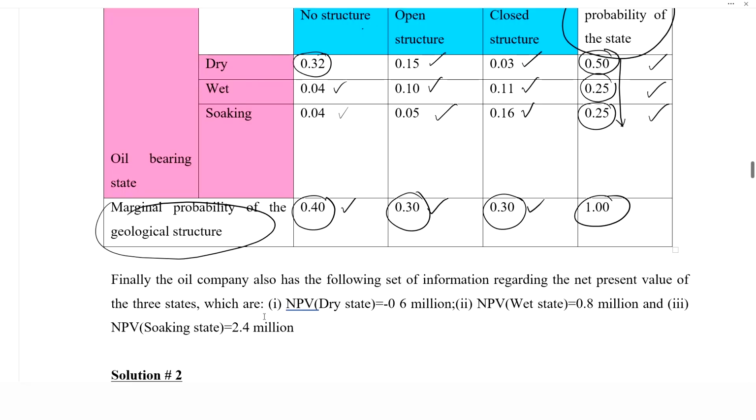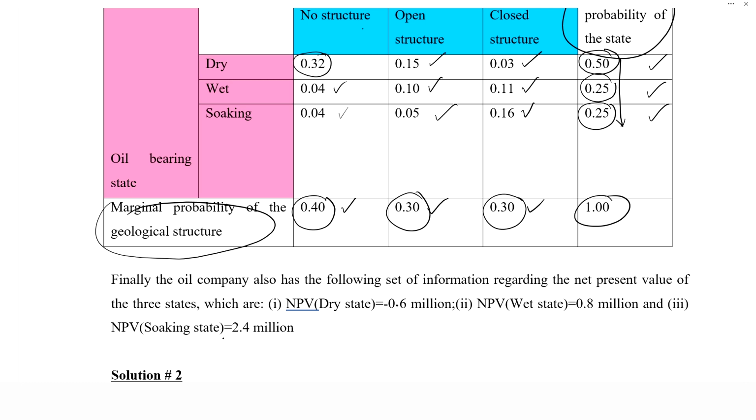Finally, the oil company has the following set of information apart from the conditional probability table, which is regarding the net present value of the 3 states. Net present value for the dry state is given as minus 0.6 million, which is negative. Net present value of the wet state is plus 0.8 million, and for the soaking state is plus 2.4 million. Because as you know, for dry state, wet state and soaking state, the probabilities of finding oil were least, then medium and the highest.